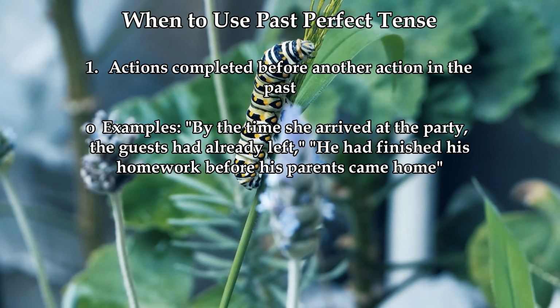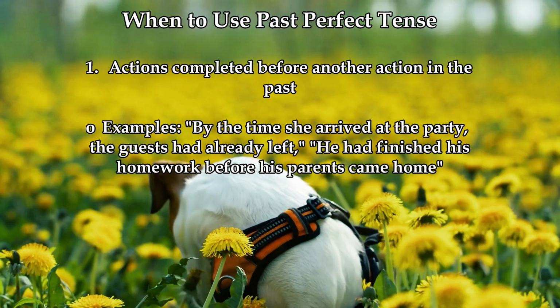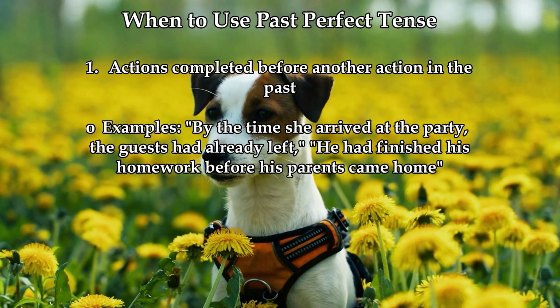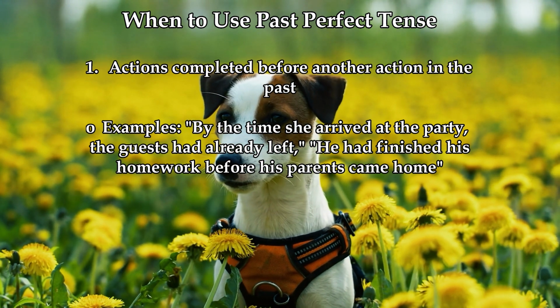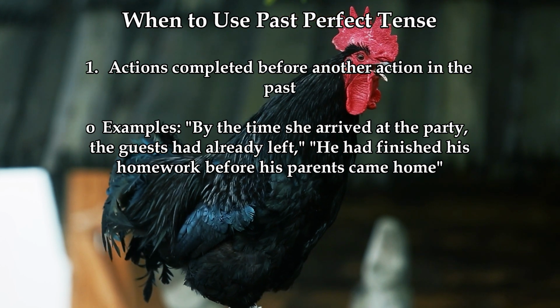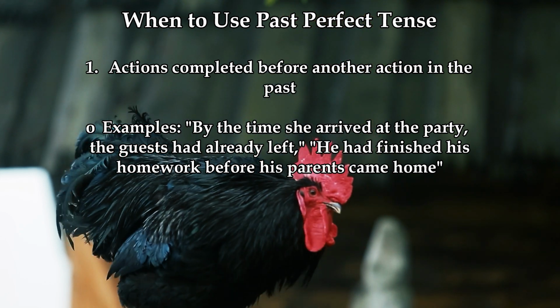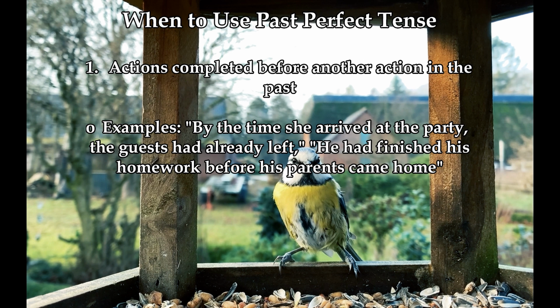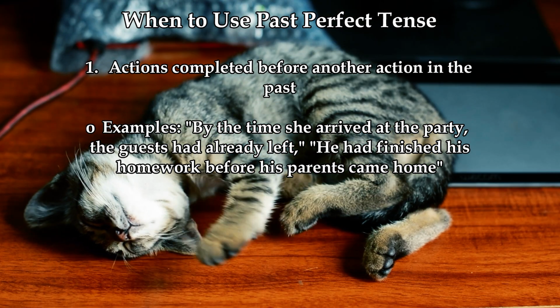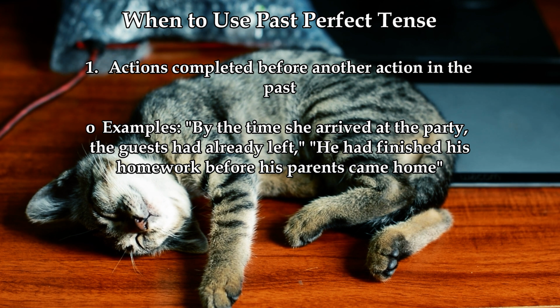Using the past perfect tense, when and why. So, when do we use the past perfect tense? Here are the main situations. 1. Actions completed before another action in the past. By the time she arrived at the party, the guests had already left. He had finished his homework before his parents came home.